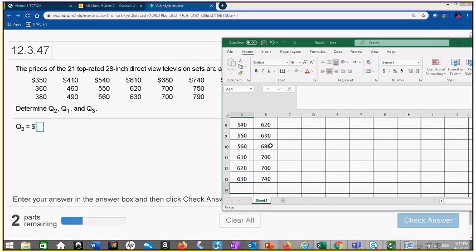630, 680, 700, 700, 740, 750, 790. I hope that's it. Let me get these out of here.